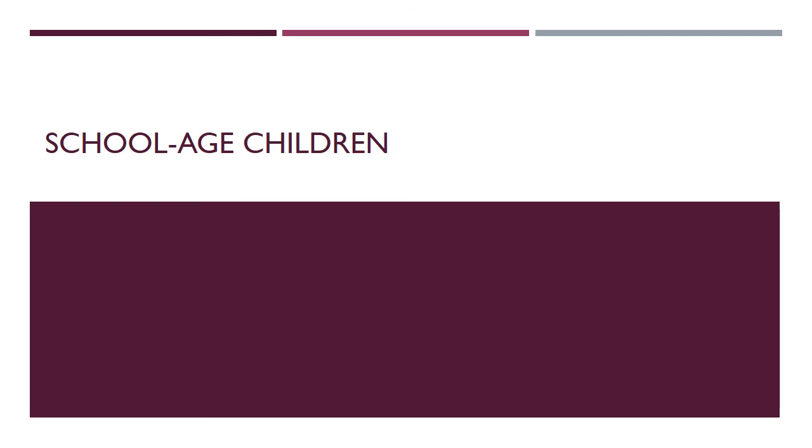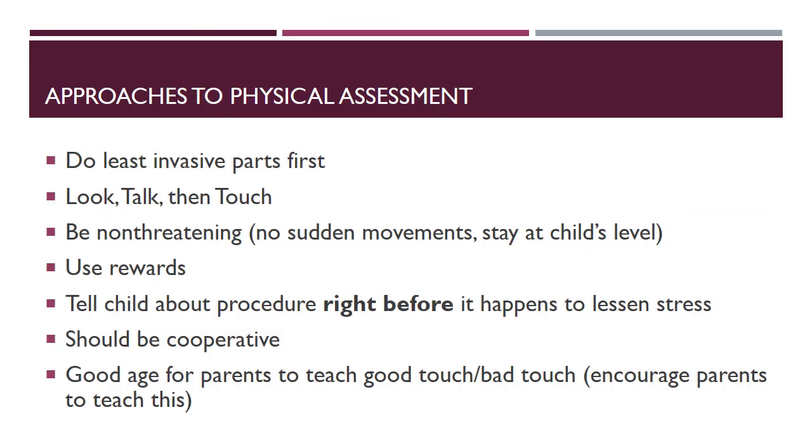Next, we have our school-age children. When it comes to school-age children, that's ages 6 to 12, you want to do physical assessment a little differently. So you're going to do the least invasive parts first because they're a little bit more private, so do least invasive parts first. You want to look, talk, and then touch. So you're going to assess the child's appearance, muscle tone, skin, just kind of look them over. Then maybe discuss with the child and the parents, or caregivers, what's been going on?